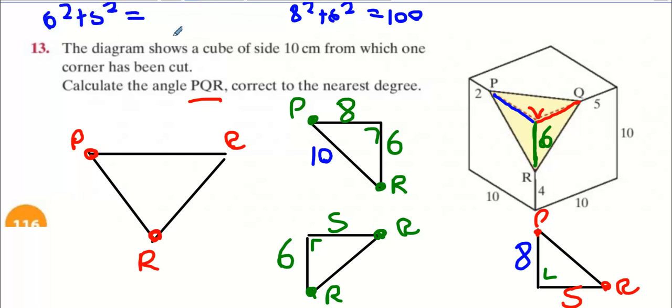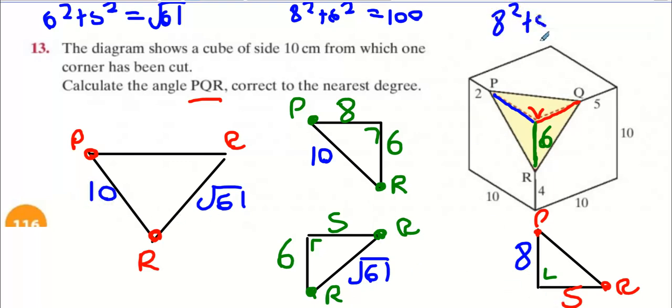61. Just use the square root of 61. So QR is root 61. PR is 10. And the last one is 8 squared plus 5 squared, 89. And then we square root that to get root 89. Does everybody see those numbers there?